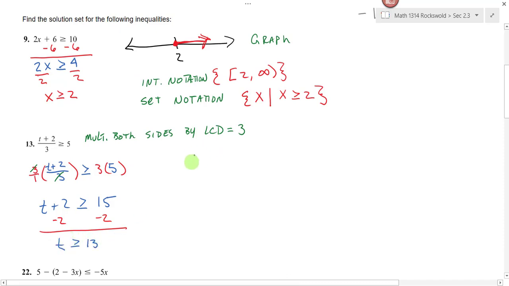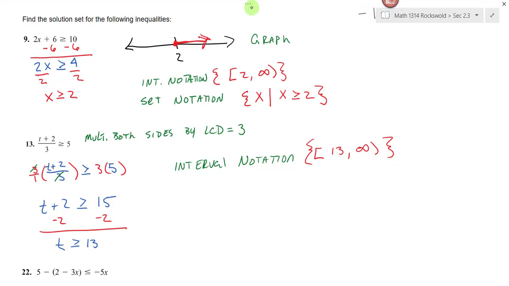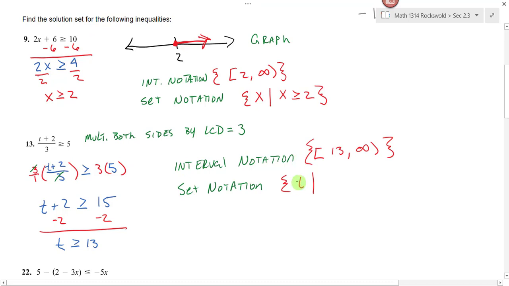What would my answer look like if I asked you to give me my answer in interval notation? Would I start with a parenthesis or a bracket? I'd start with a bracket. And then what? 13, comma, infinity, parenthesis. So my solution set, because it's a set, I'm using these brackets, would be the interval that goes from 13 off to infinity. If I wrote my answer using set notation, it's going to be the set of t's given the condition that t is greater than or equal to 13.